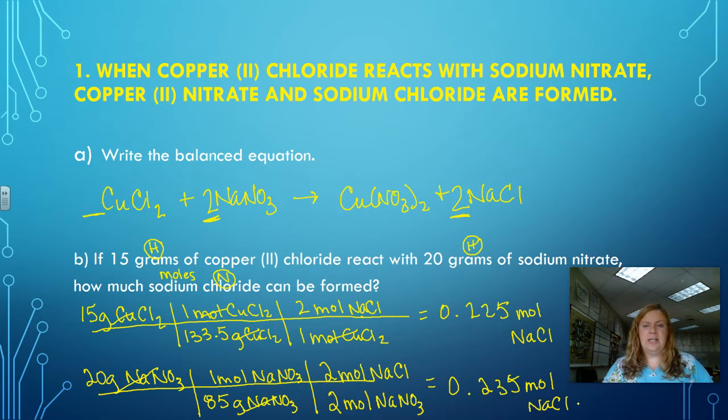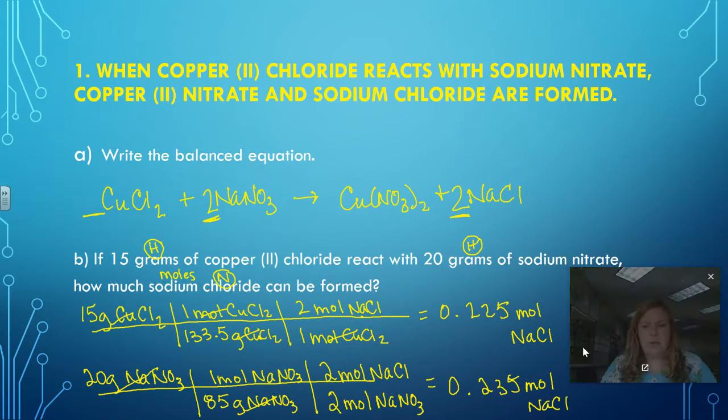So here's what I want you to understand. If we have 15 grams of copper chloride, this is the number of moles that I can make of sodium chloride. But we also have 20 grams of sodium nitrate, and I can make more. However, I can't make 0.235 moles of sodium chloride because I do not have enough copper chloride. Therefore, that is why the one that can make the lowest amount is my limiting reagent.